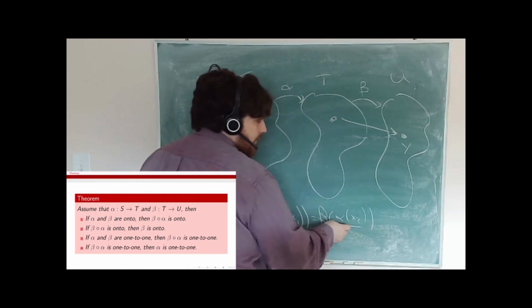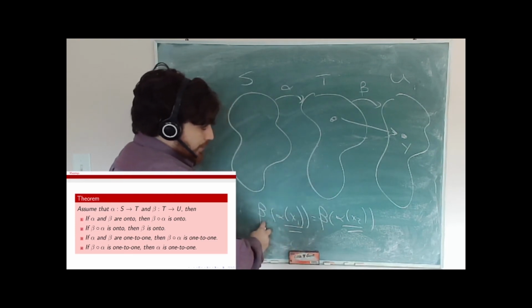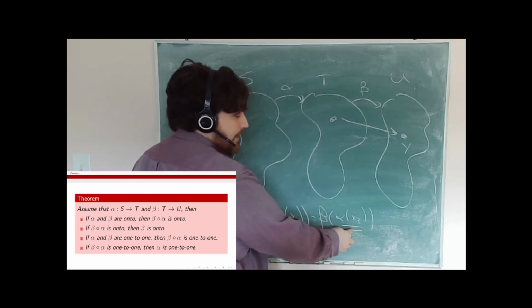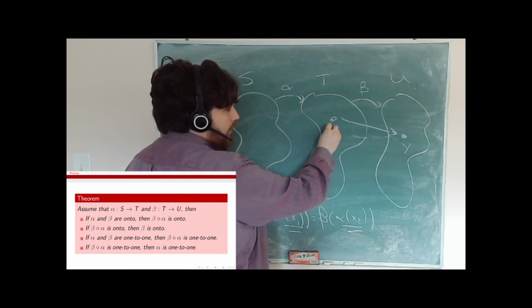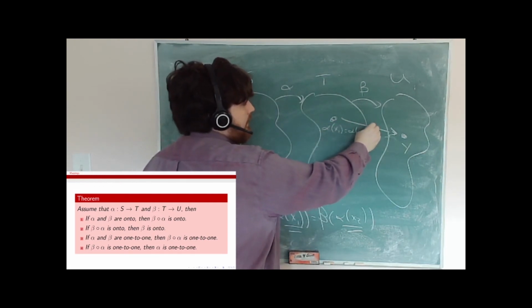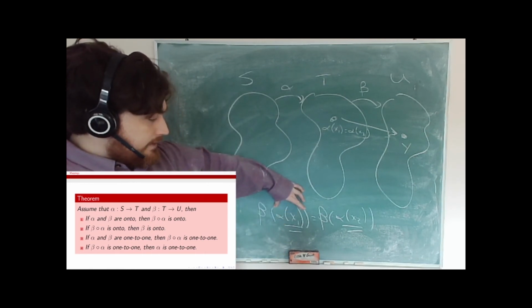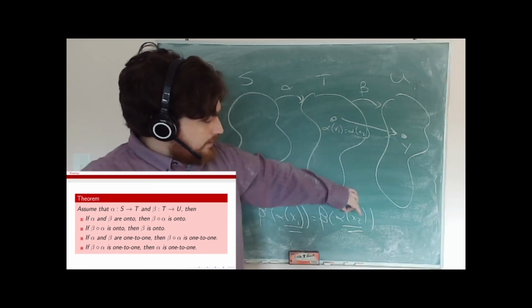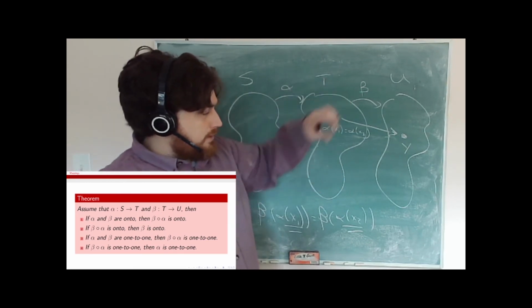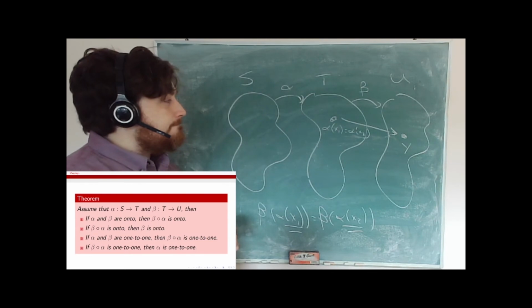Notice that alpha of x1 and alpha of x2 are in T, but beta of this is equal to beta of this. So beta of this thing in T is equal to beta of this thing in T. So these two things must be equal, because beta is a 1-to-1 mapping, which implies alpha of x1 is equal to alpha of x2.